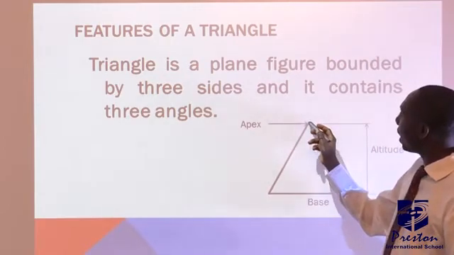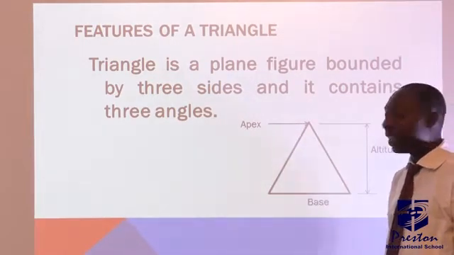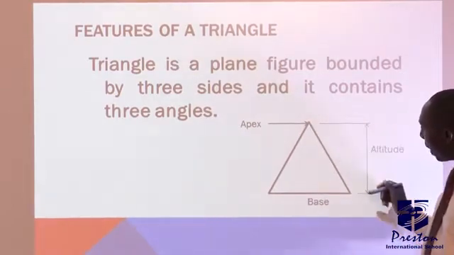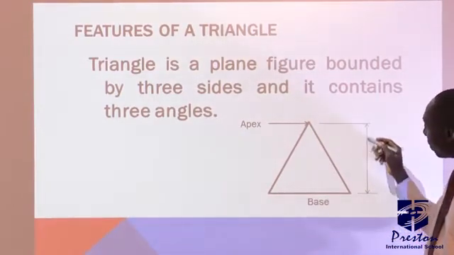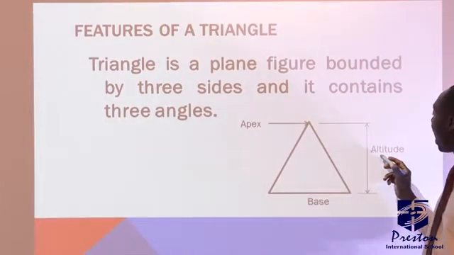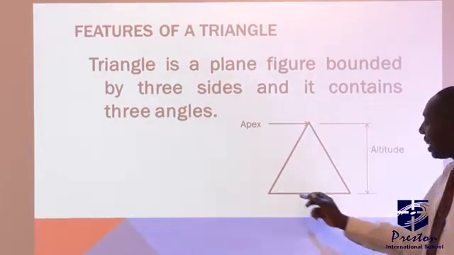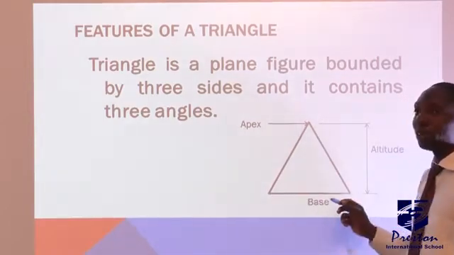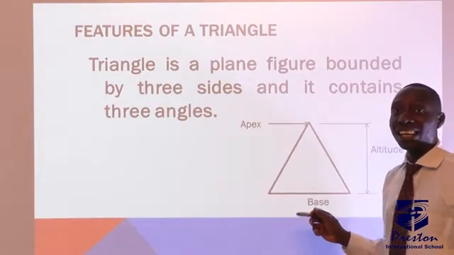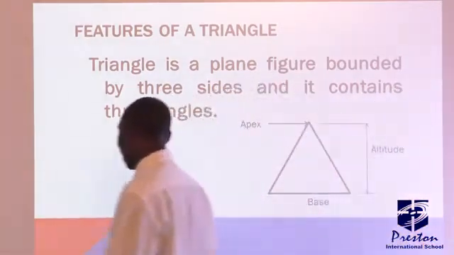The topmost part here is known as the apex. When you measure from the top, that's the apex, to the base, the vertical, perpendicular distance from the apex to the base is known as the altitude. And this part is known as the base. The side at which the triangle rests is known as the base of a triangle.